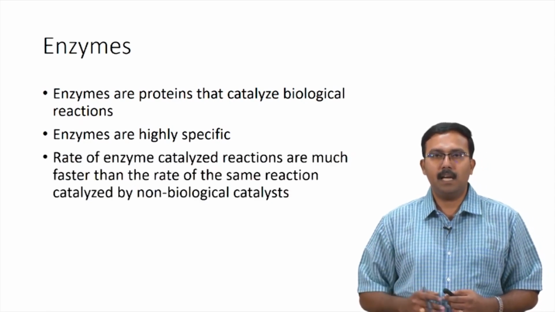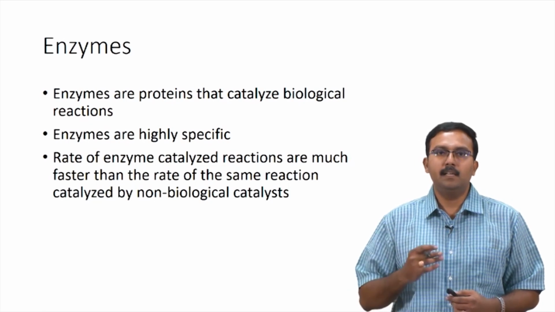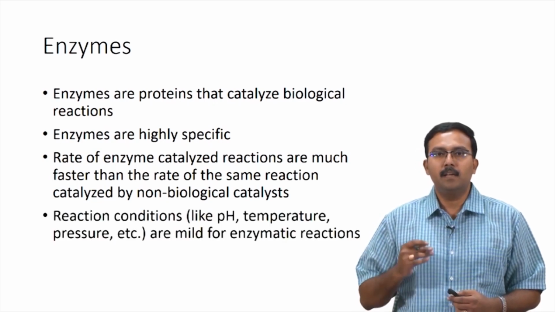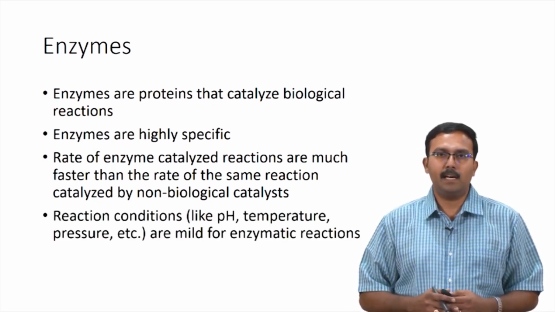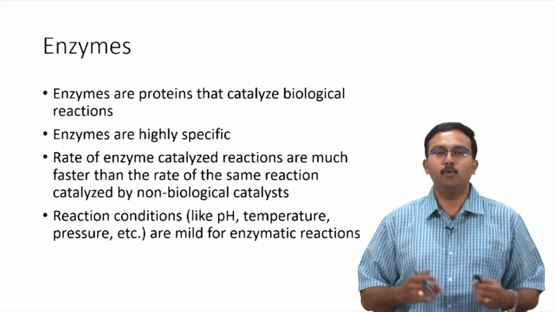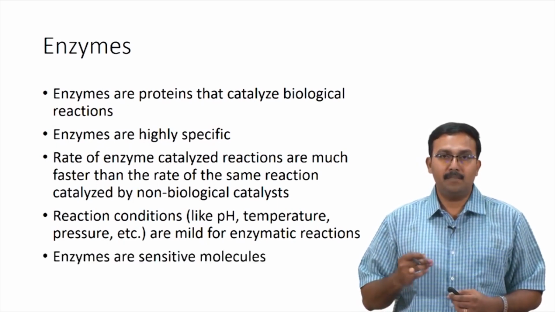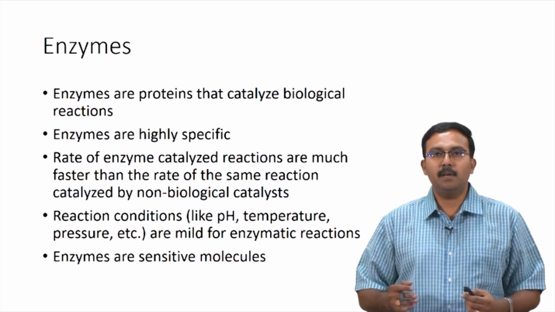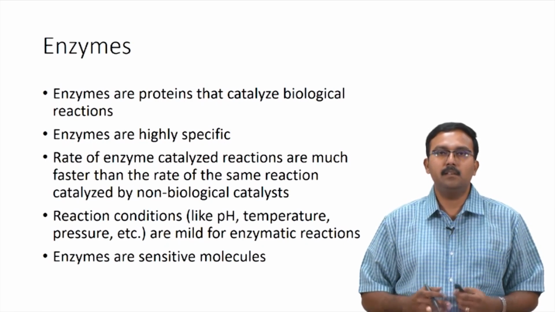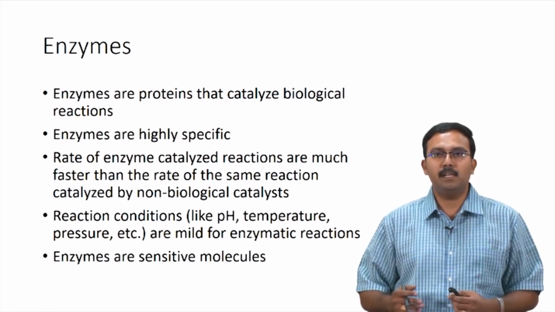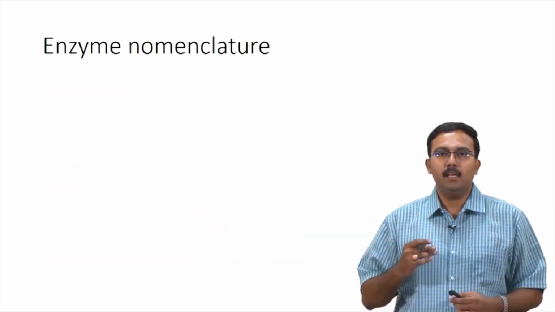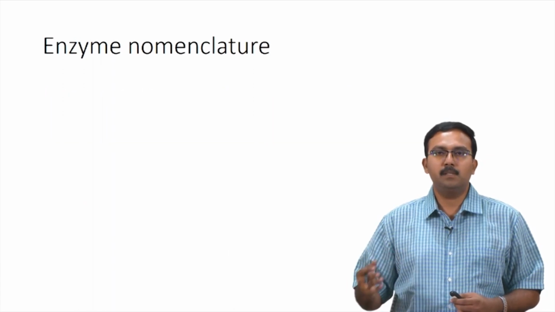The rate of enzyme catalyzed reactions is usually much higher than the rate of the same reactions catalyzed by non-biological catalysts. The reaction conditions used for enzymatic reactions, such as pH and temperature, are usually mild because you do not want the enzyme to get denatured. Enzymes are very sensitive, because extreme conditions in temperature or pH can easily damage or denature them, and for this reason most of the time reactions with enzymes happen at mild conditions which are closer to natural conditions. Enzymes are named with a certain specific method.